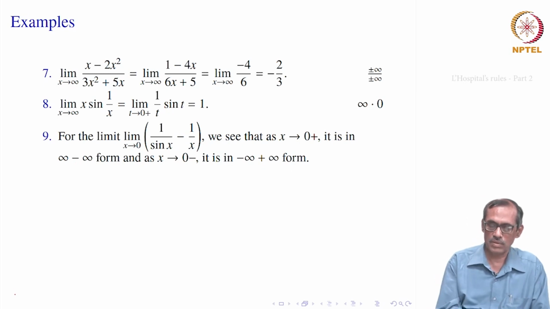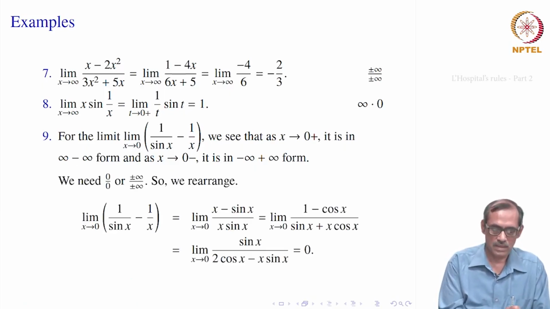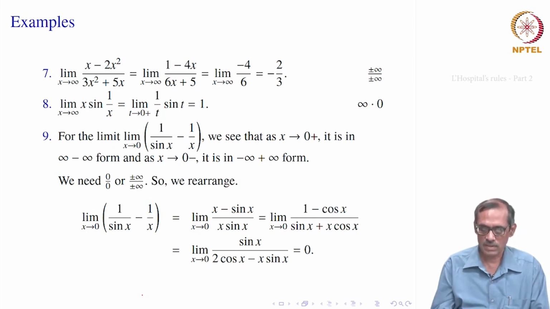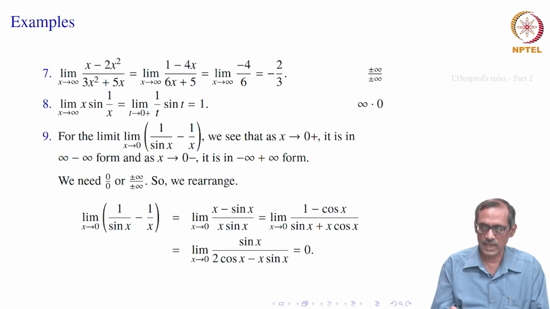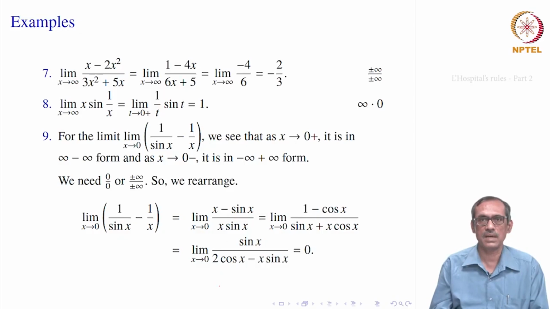Okay. So, what do we do? It is in neither the form 0 by 0 nor infinity by infinity form. So, you have to really play with it, bring it to that form, and then we can apply L'Hopital's rule. Okay. So, what happens? We rearrange, we write 1 by sin x minus 1 by x. If you take the LCM, it gives x minus sin x divided by x sin x. Okay. So, now x minus sin x as x goes to 0 is 0, and x sin x also goes to 0. Now, it is in the 0 by 0 form. You can apply L'Hopital's rule here.